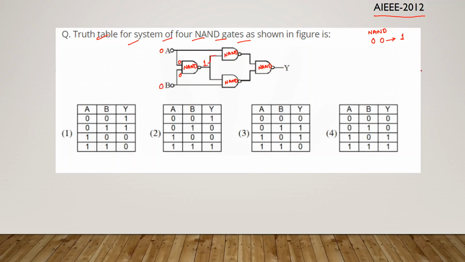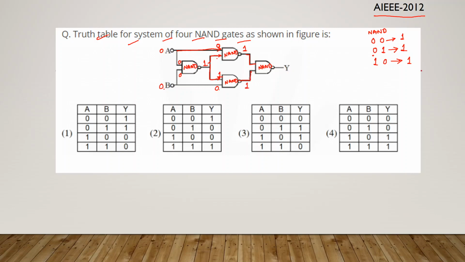Now this 1 is applied to this input, and this 1 is applied to this input. Again one direct input is there, and 0 is already applied here. Again a NAND gate. Whenever inputs are 0 and 1, what will be the output for a NAND gate? Whenever inputs are 0 and 1, the output of a NAND gate will be 1. Now this 1 will be applied here. Here the input is 1 and the other input is 0. For a NAND gate, whenever inputs are 1 and 0, the output will be 1. So again here the output will be 1.